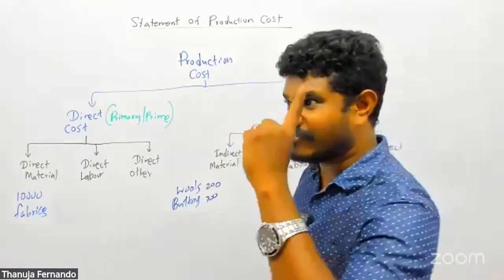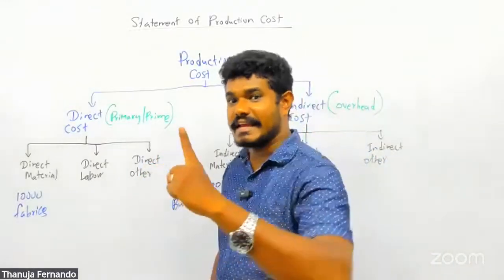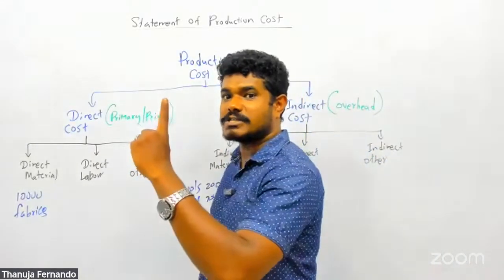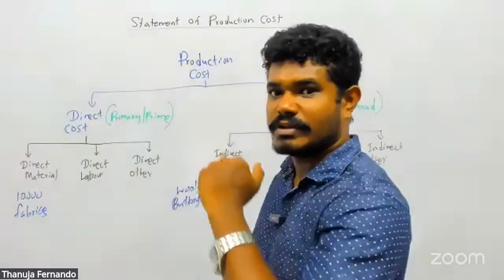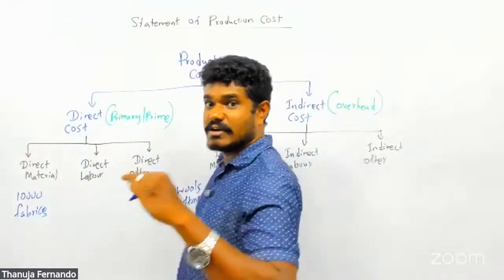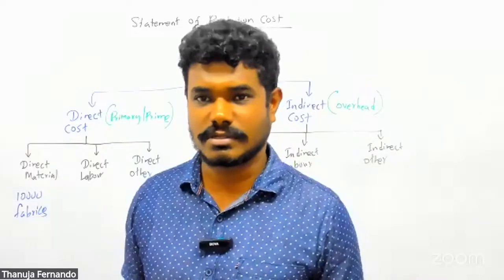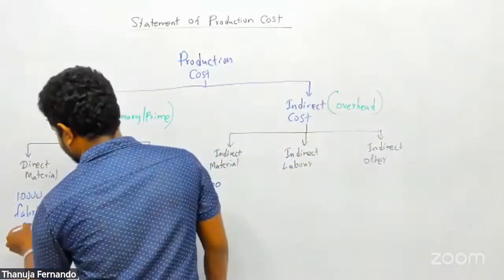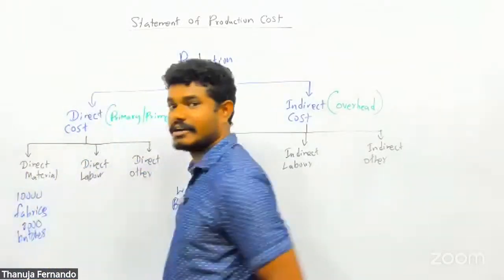For each and every shirt, we need one badge. For each and every shirt, we need 20 rupees for the badge. For every 100 shirts, we need 2000. Then we can correctly estimate the cost. So 2000 for the badges, like that.